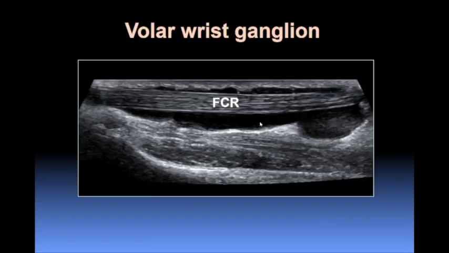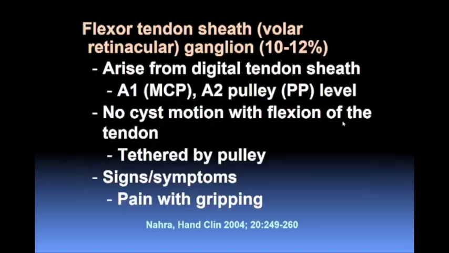So I'd been looking for years for a really pretty flexor carpi radialis tendon sheath ganglion, and it wasn't until recently that I saw this. This is a flexor carpi radialis tendon, and you can see within the tendon sheath there's this anechoic cystic area that's a tendon sheath ganglion.